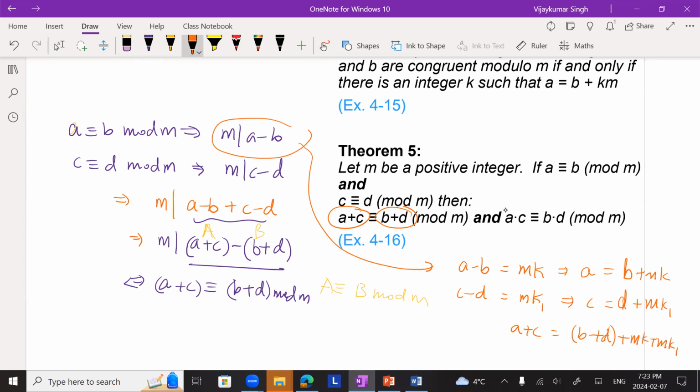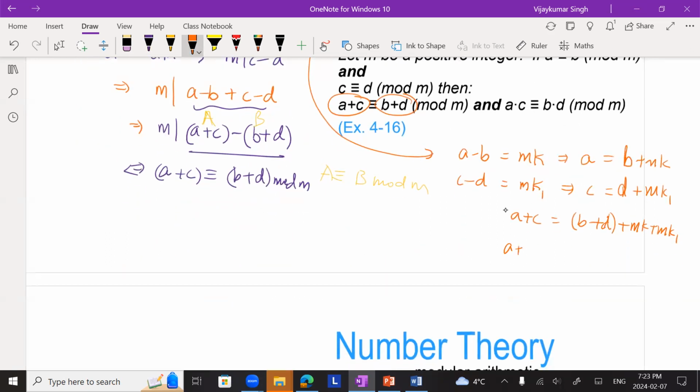You agree? That means A plus C minus B plus D, because that's what we are trying to prove, and that's why I'm adding it this way, is going to be M times K plus K1. That means M divides A plus C minus the bracket. So this is the idea behind the arithmetic.